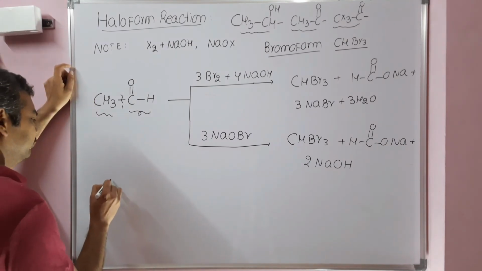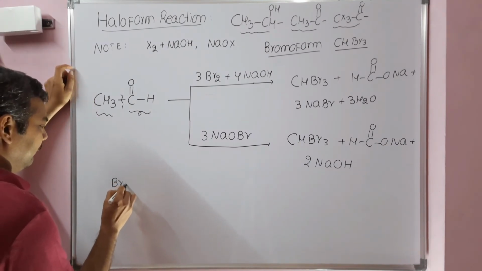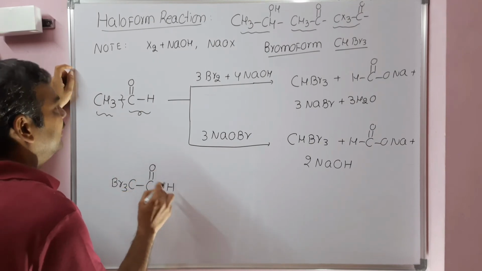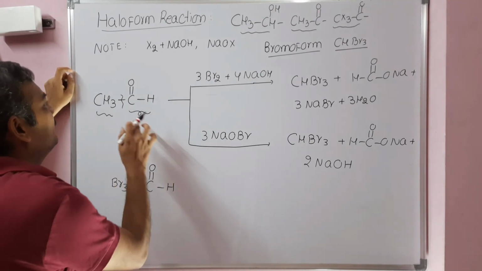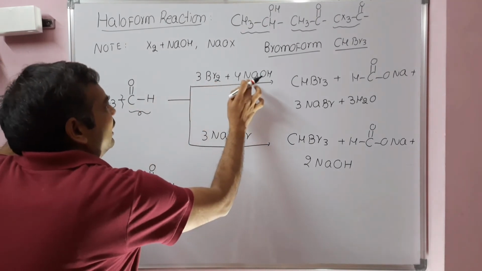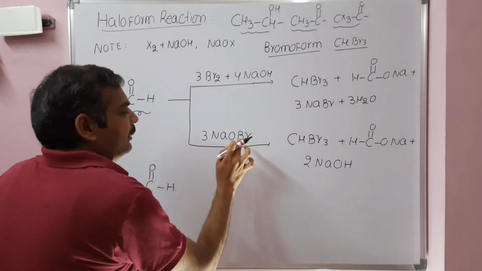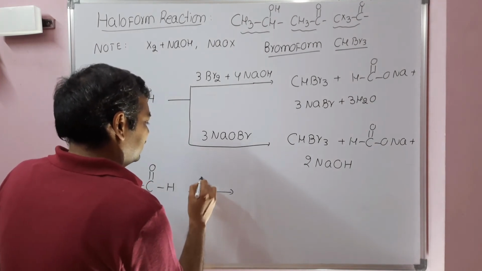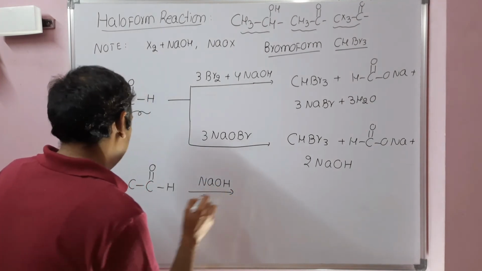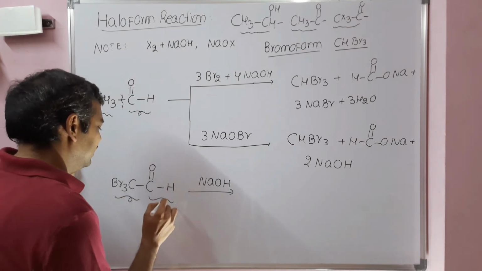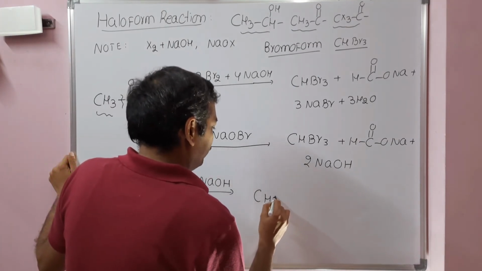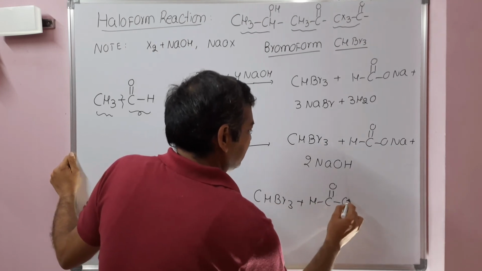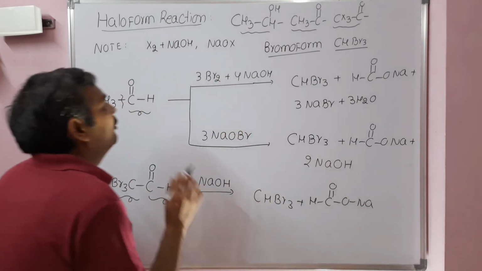Similarly, tribromoacetaldehyde. This tribromoacetaldehyde will be obtained when acetaldehyde reacts with bromine in NaOH as well as sodium hypobromite. This is formed at the final step. When tribromoacetaldehyde reacts with 1 mole of sodium hydroxide, this part is bromoform and this part is for the salt form, we will get bromoform plus sodium formate. So this is the way for the preparation of bromoform from acetaldehyde.